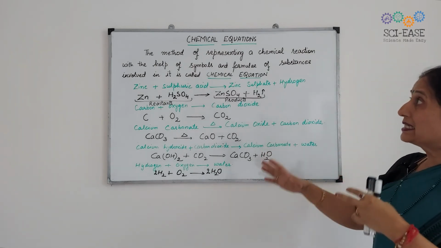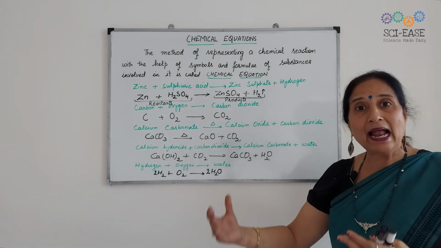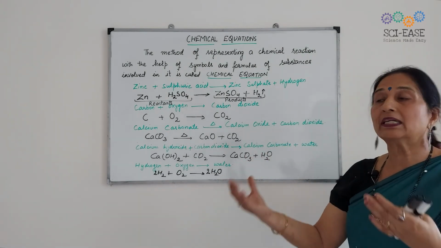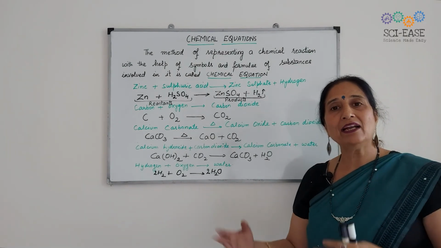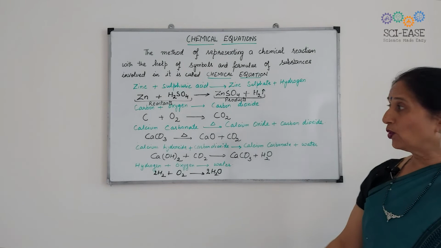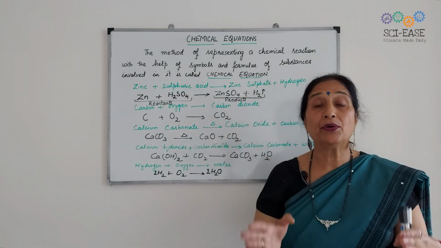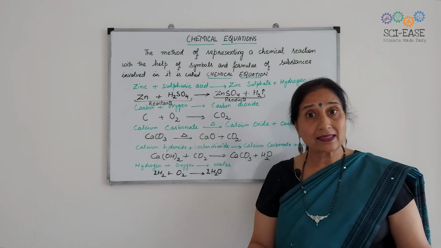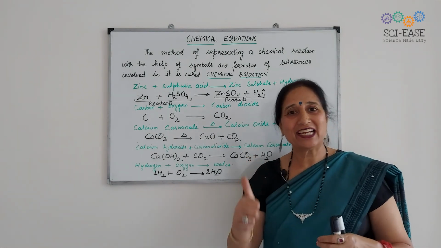So what is a chemical equation? It is the shorthand representation of a chemical reaction in the form of symbols and formulae. So I have taken so many examples, and there are many examples given in your textbook. In the exercise, you are to practice them and become perfect.